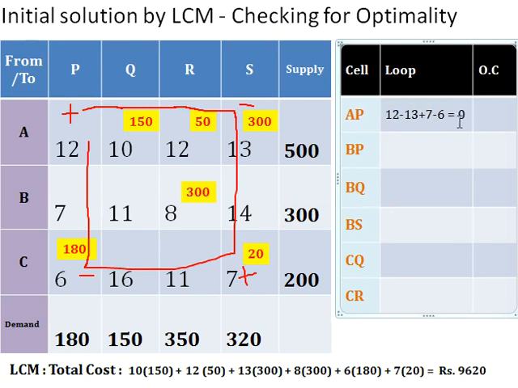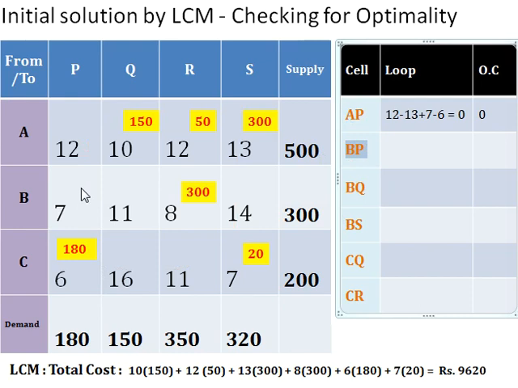Opportunity cost is whatever summation we are obtaining, multiplied with minus 1, that will be our opportunity cost. In this case we have 0, so it is 0. Next cell, for this BP, we have to again calculate the loop value similar to this AP cell. So let's do the calculation for this BP cell.